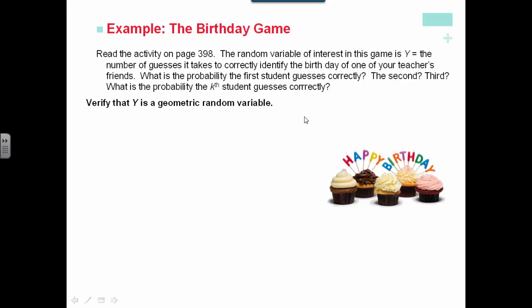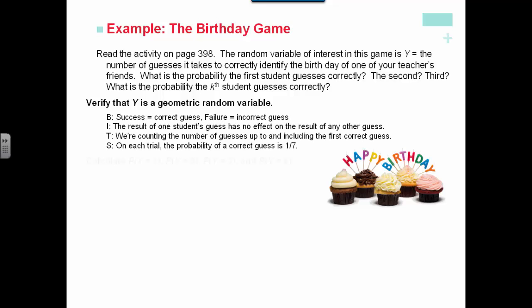First, we'll verify that y is a geometric random variable in this example. So we do the BITS, success and failure. The result of one student's guess has no effect on the other, so independent. T, we're counting the number of guesses up to and including the first correct guess. And S, on each trial, the probability of a correct guess is 1 out of 7.